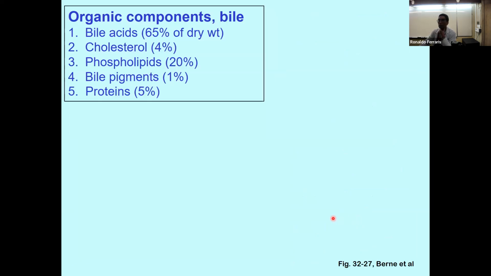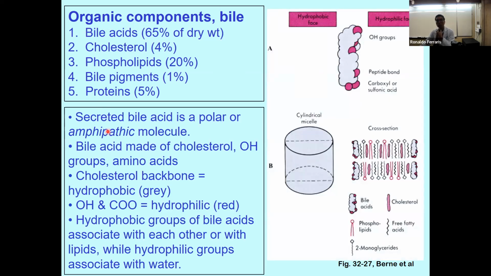However, the organic component is really the most important component. And there are 5 components. First is bile acids. Second is cholesterol. Third is phospholipids, about 20%, bile pigments, 1%, proteins, 5%. So let's focus on bile acids. Some of your books will call them bile salts. They're actually the same, because these acids form salts with some cations.